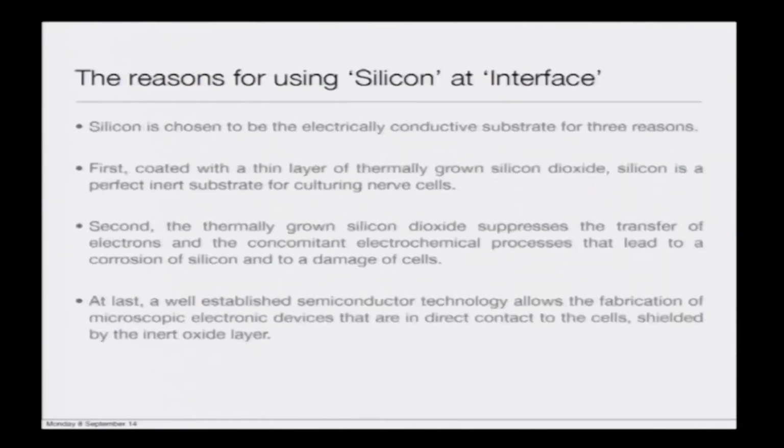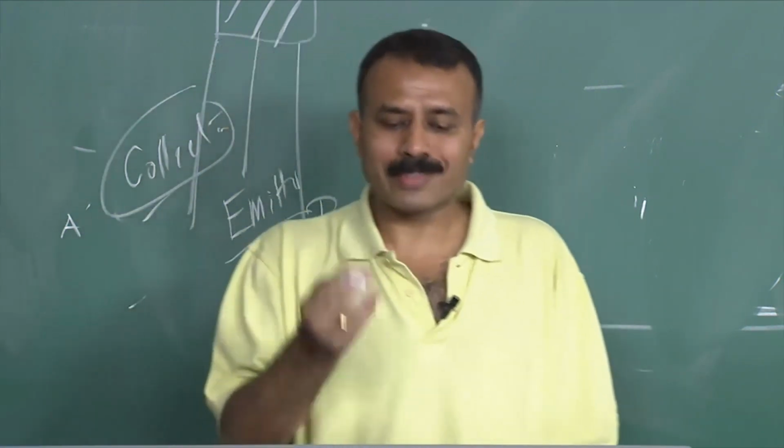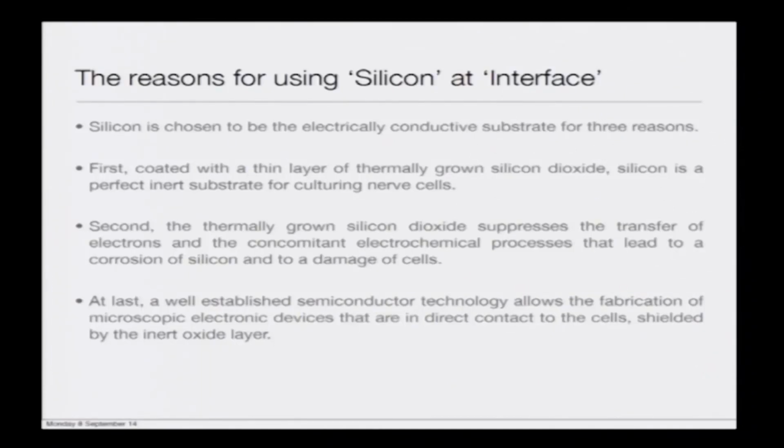Okay. Now, coming to the reason for silicon at the interface, this is just a little off and then I will come back. Silicon is chosen as the electrically conductive substrate for three reasons. First, coated with a thin layer of thermally grown silicon dioxide, silicon is a perfect inert substrate for culturing nerve cells. This is one of the reasons why we are using it, because you need a substrate where the neurons can grow. You need a substrate which could be modified with different kinds of proteins, so that it supports the growth of the neurons. Second, thermally grown silicon dioxide suppresses the transfer of electrons and the concomitant electrochemical processes.